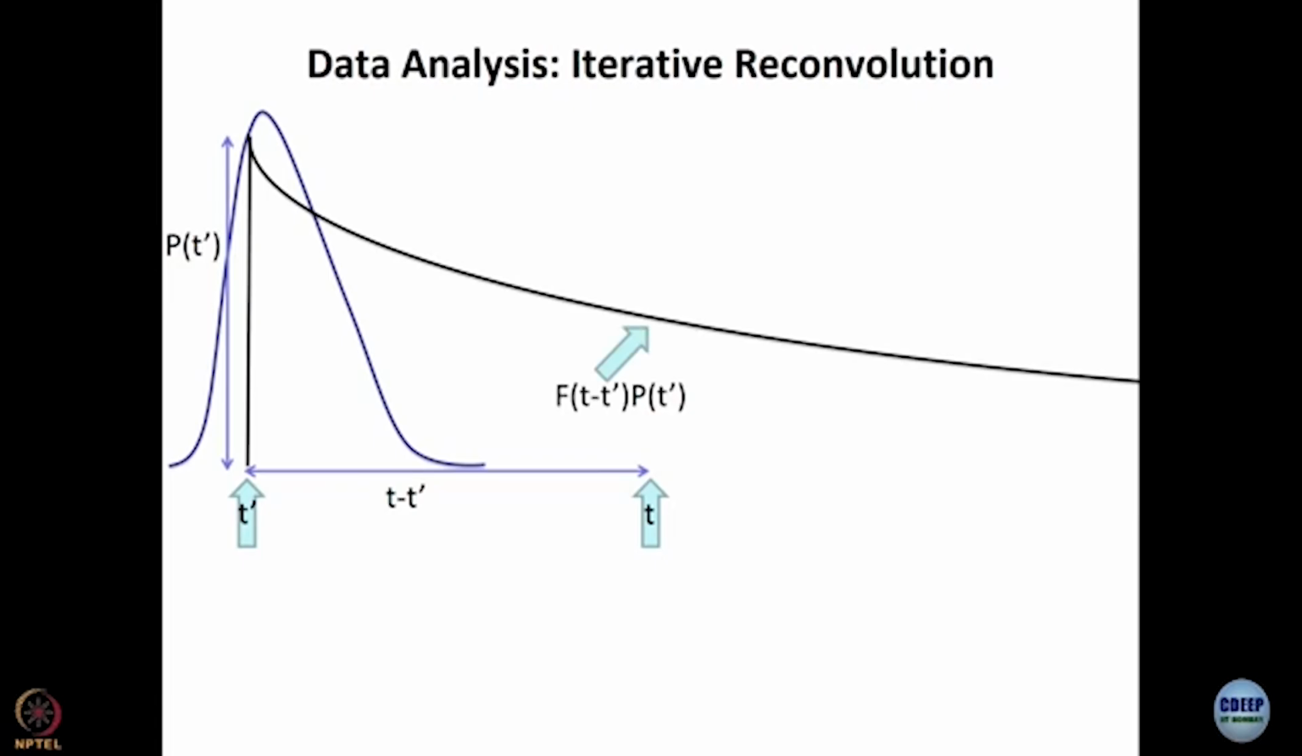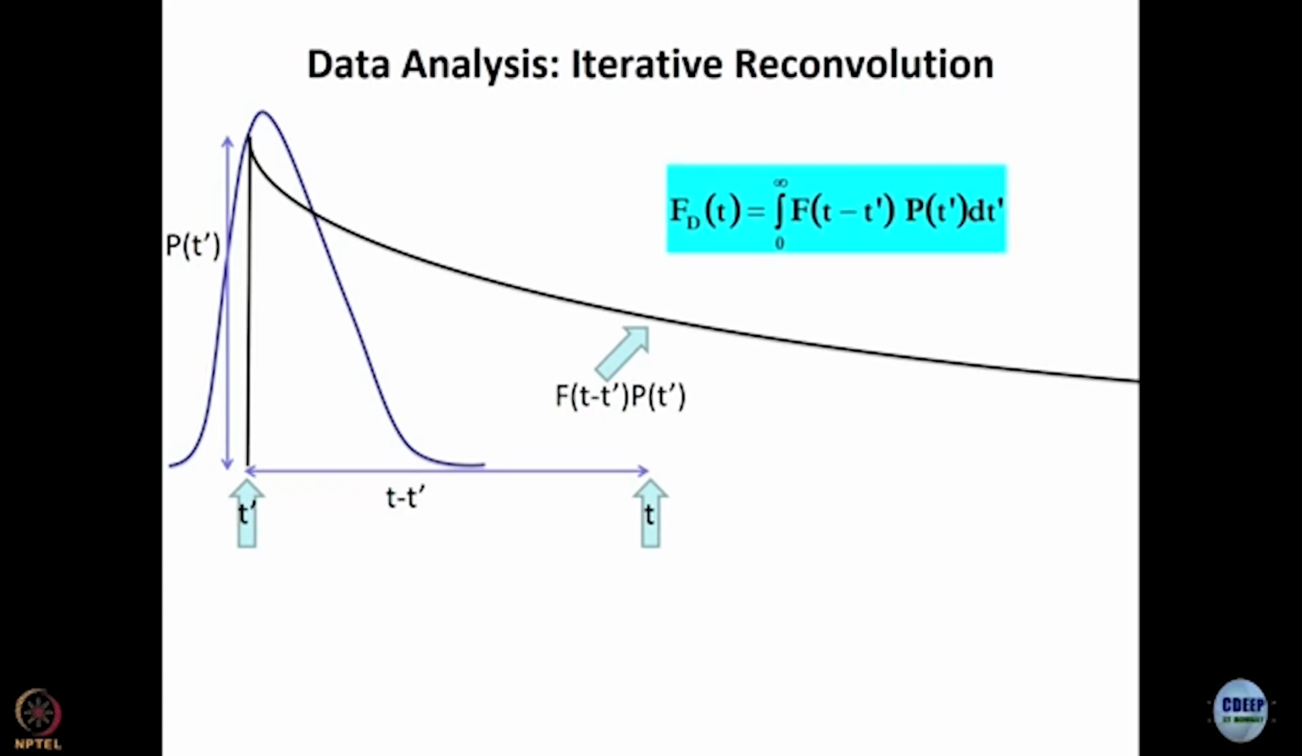So, what will be the intensity at time t? F is the fitting function, remember. Instead of e to the power minus t, now we have to write e to the power minus t dash, because the delta pulse is at t dash. So, t minus t dash is the effective time. So, F is just, for a single exponential decay, e to the power minus t dash, and P t dash is the intensity at time t equal to t dash here, got it.